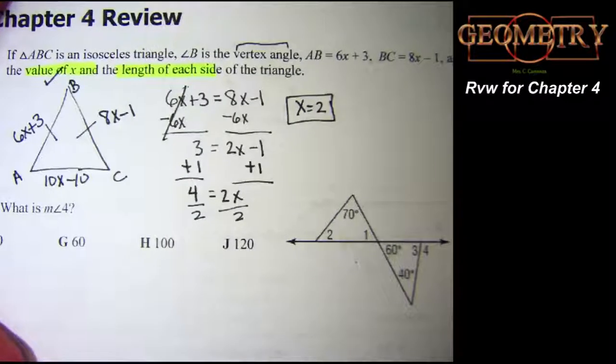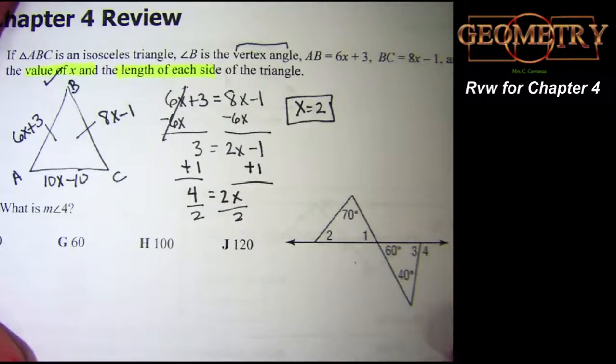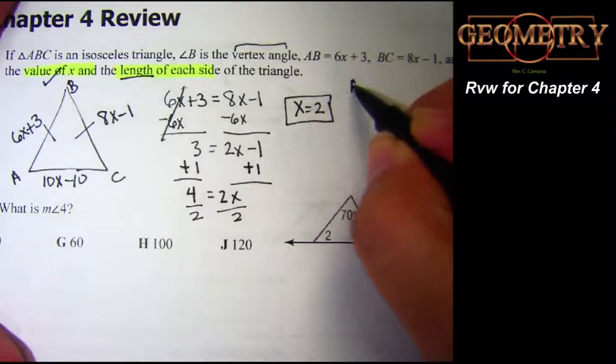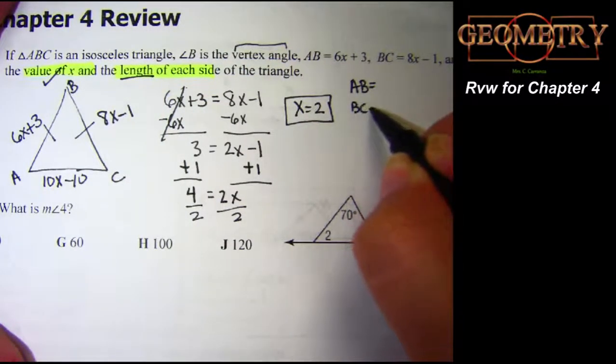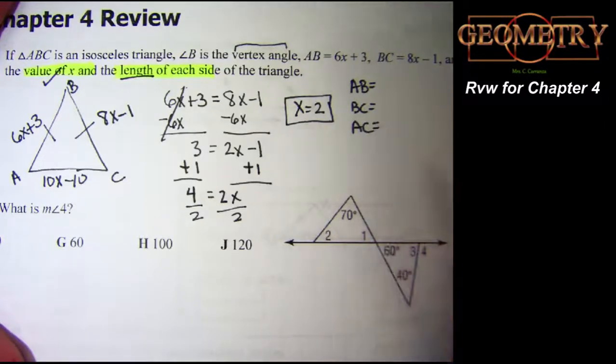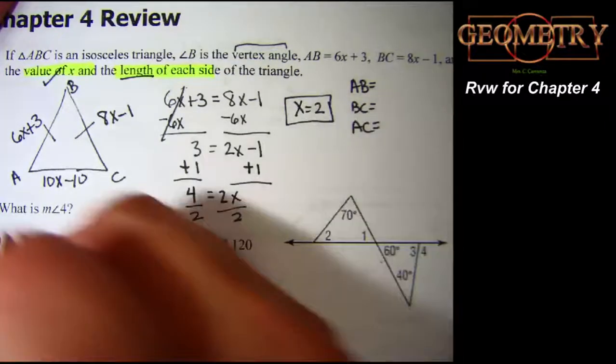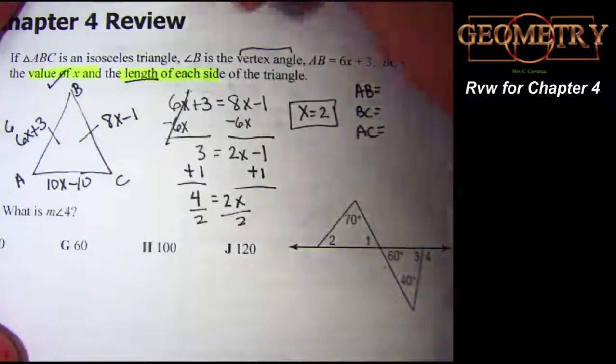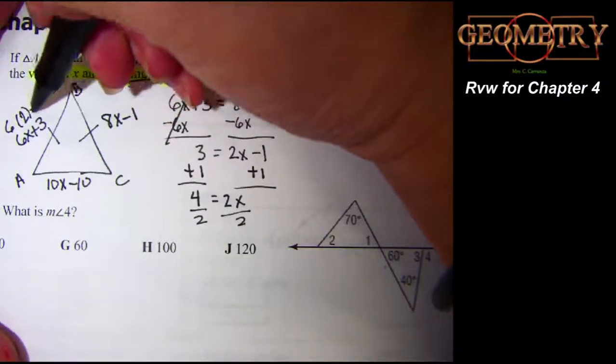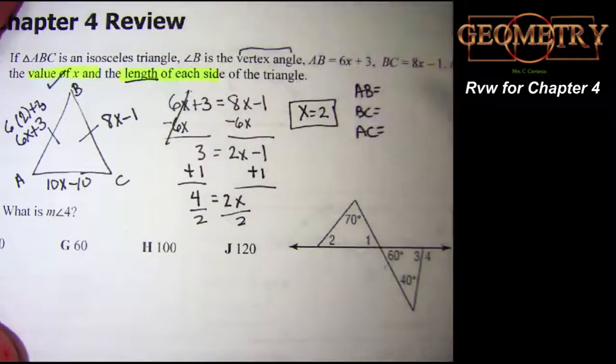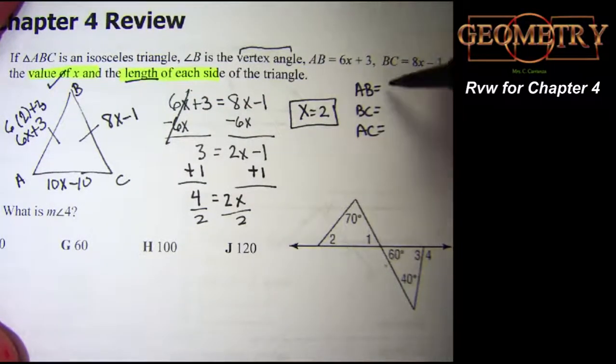Now, if this were on the test as an open response, we would need to see all of the different sides. So I need to find the length of each side, and that's going to come next. I'm going to have AB, BC, and AC. Since x is 2, over here I'm going to replace x with 2 each time I see an x. And so 6 times 2 is 12. 12 plus 3 is 15. Without any additional work, because this is an isosceles triangle, now that I have AB, I automatically have BC.